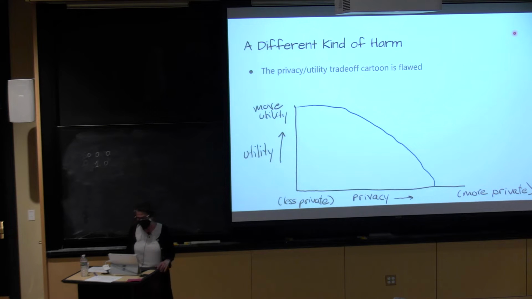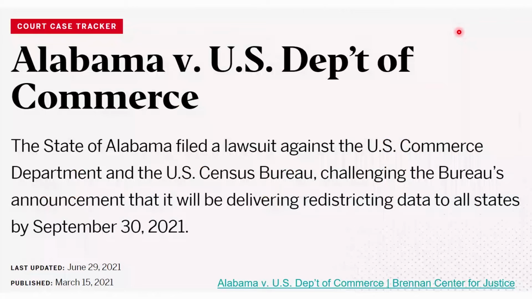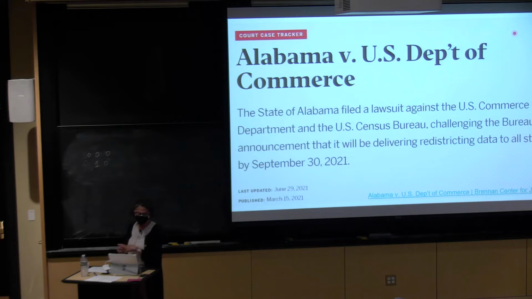Okay. So what did the Bureau do? The Bureau decided to use differential privacy, and, yeah. So what happened? Privacy became political. So the state of Alabama filed a lawsuit against the US Commerce Department. Commerce runs the census. Challenging the Bureau's announcement that it will be delivering redistricting data to all states by September 30th using differential privacy.